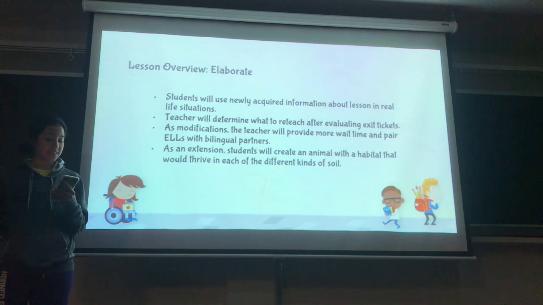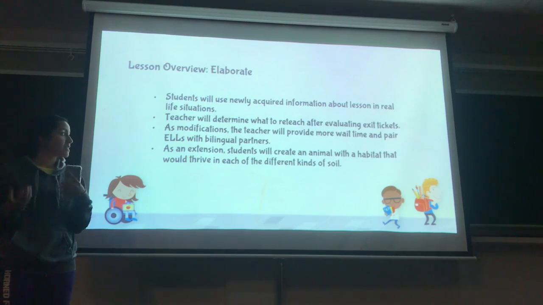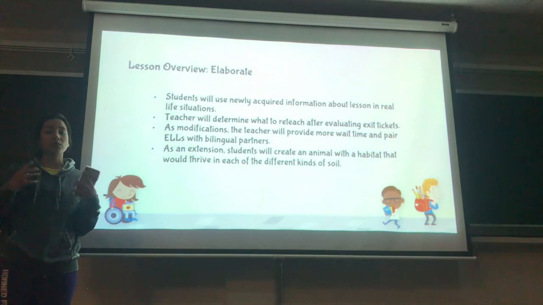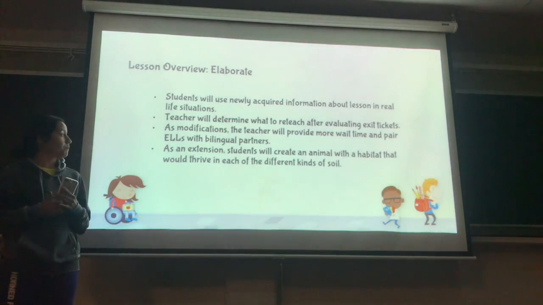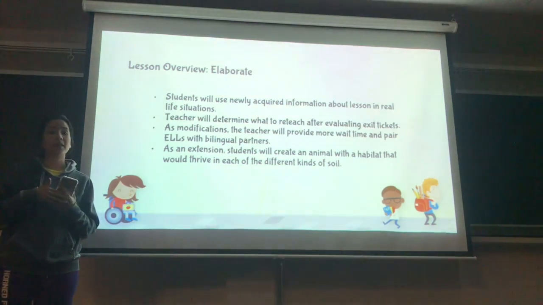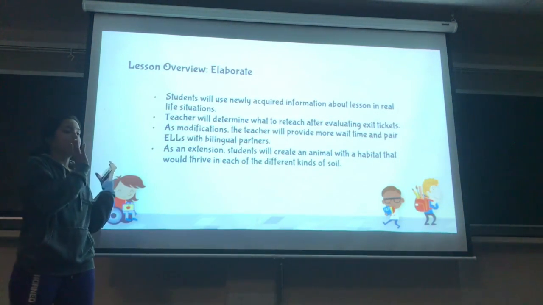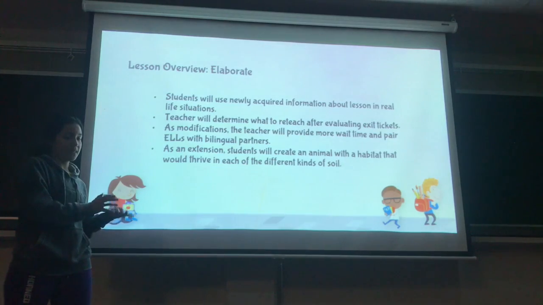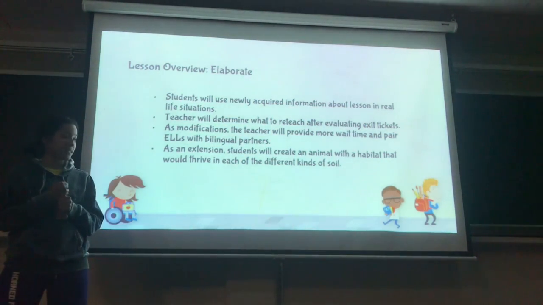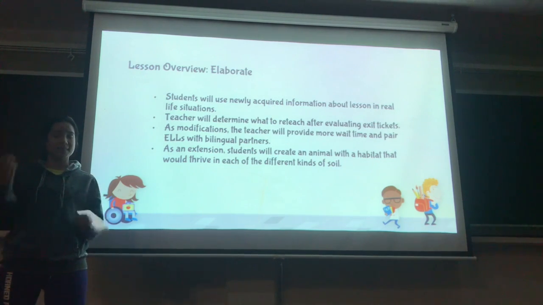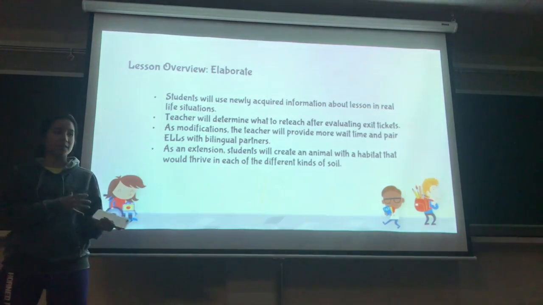And then for extensions, students will create an animal with a habitat that would thrive in each of the different kinds of soils. And it doesn't have to be an animal, it can be a plant, an insect, or anything like that that would thrive in a different environment. Like we said with the garden, they could even make a garden in a very tropical state, or put a garden where there is a desert. So just knowing that different types of soils and plants adapt to different environments and which one is better used in which case.